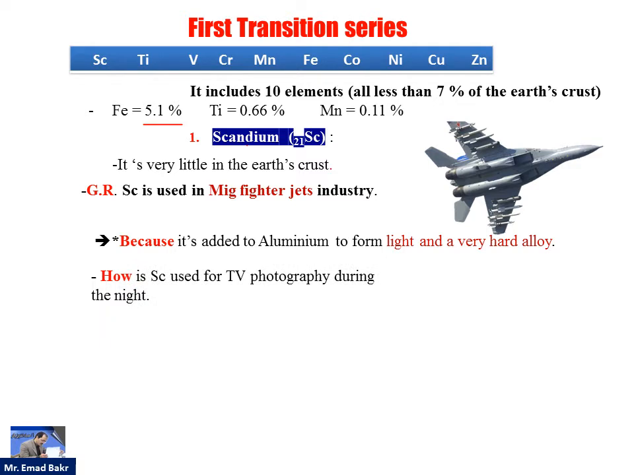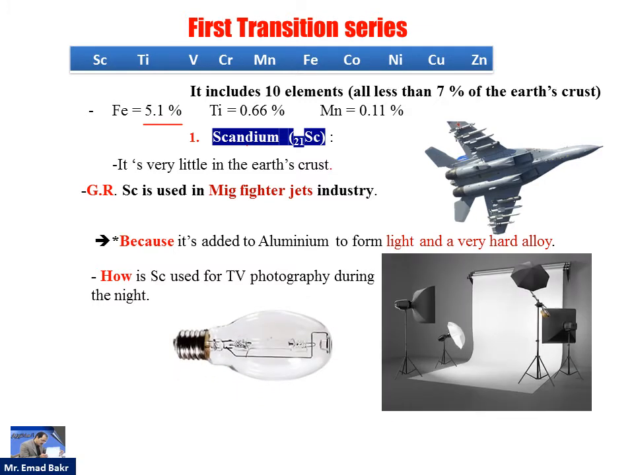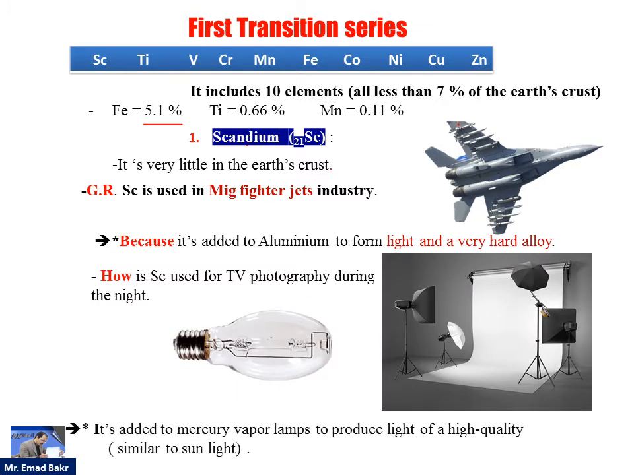How is scandium used for TV photography during the night? They say scandium is used in TV photography during the night by adding it to mercury vapor lamps to produce light of high quality similar to sunlight.